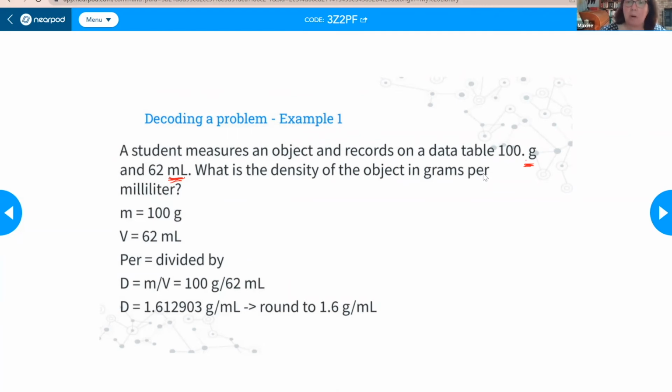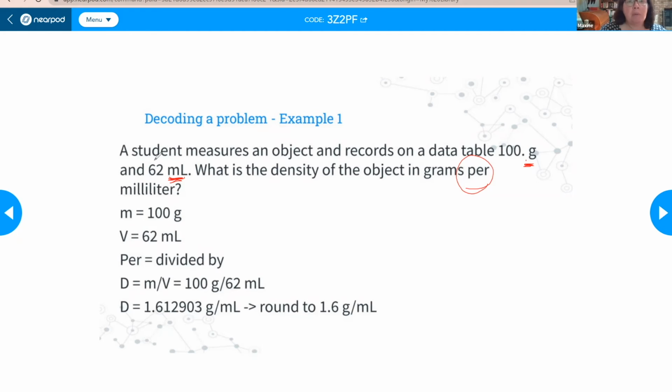Anytime it says the word per, that's another part of decoding a problem. That word per means divide. So with this word per, you need a formula. The formula for density is mass per unit volume. So I'm going to put in my 100 grams for my mass and the 62 milliliters for my volume. When I put that in my calculator, I get 1.612903.